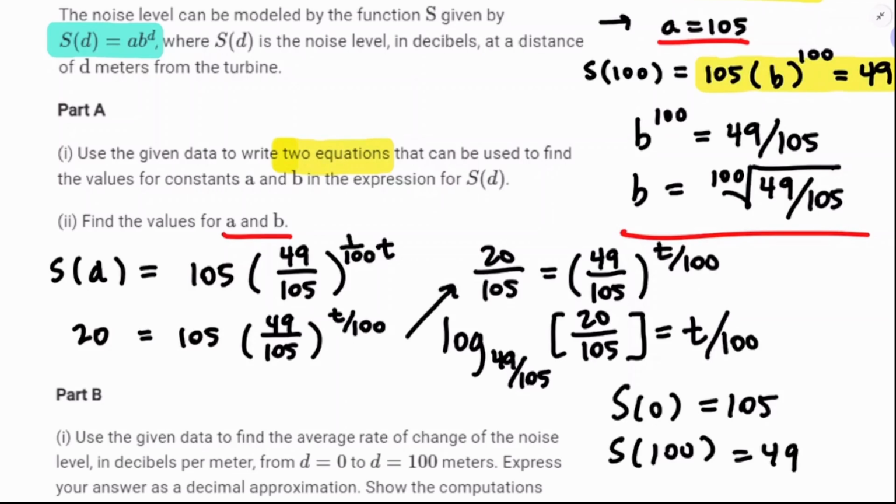So as a result, I'm kind of running out of room here. So I'm going to multiply both sides by 100 and I also need to get rid of that arrow. 100 log base 49 over 105 of 20 divided by 105 is equal to t. And they would not ask you this without a calculator because there's just such a multitude of different correct answers. I can see why this one would be a calculator question.